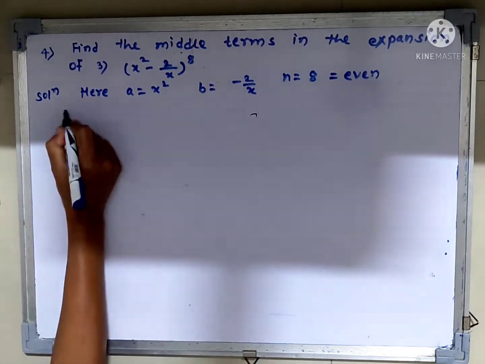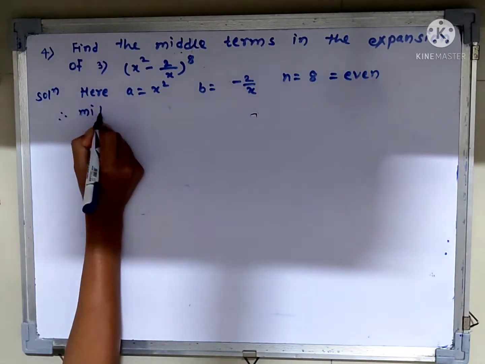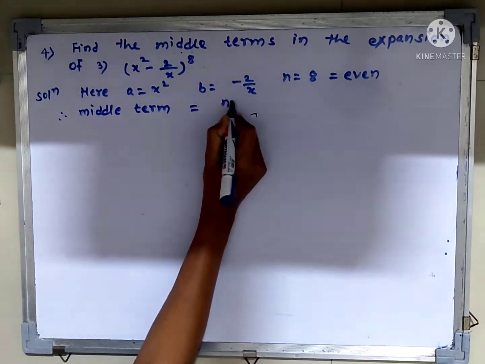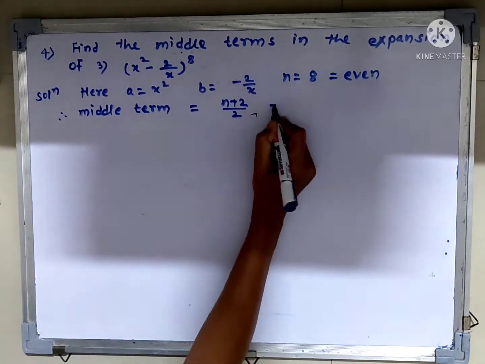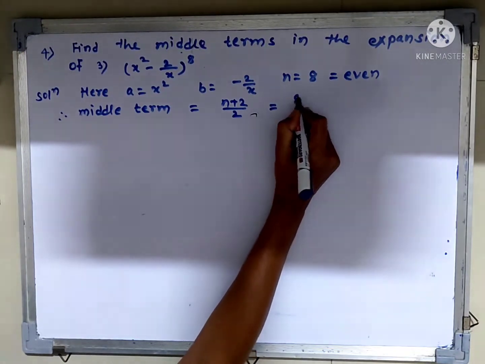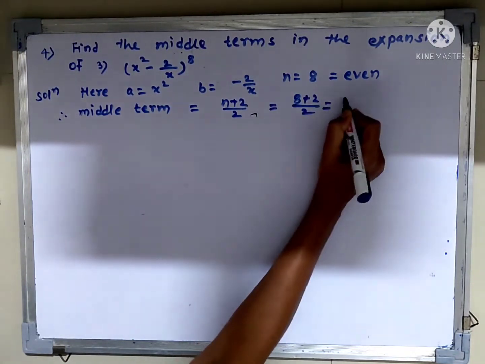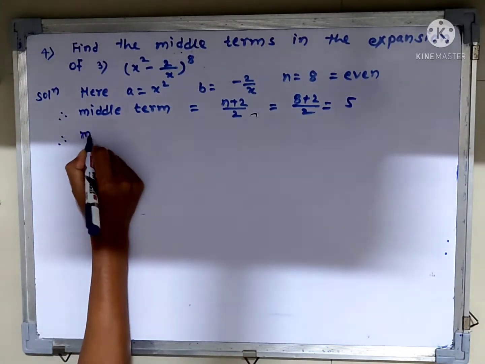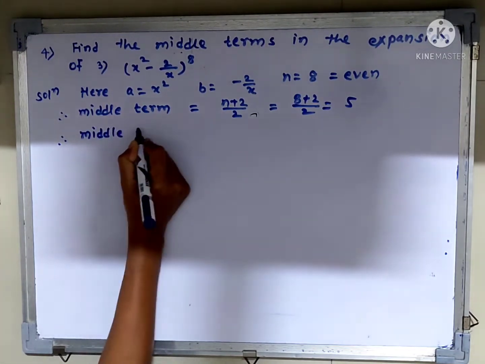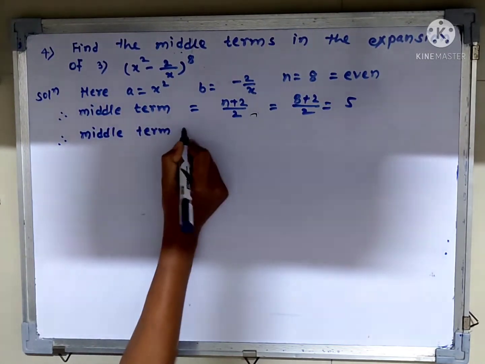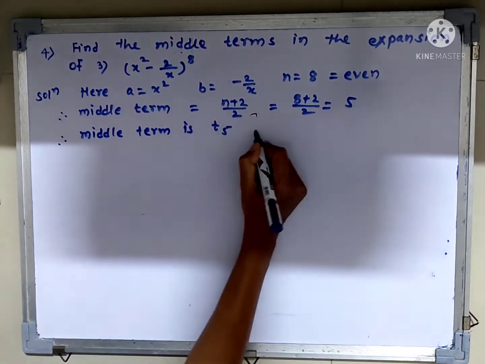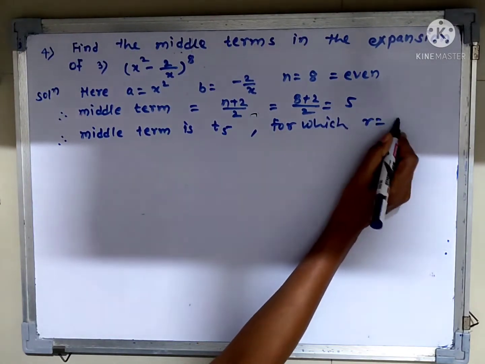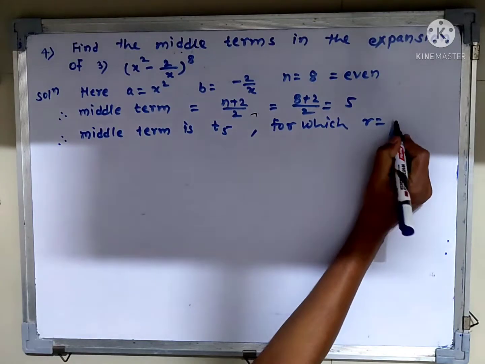Therefore the middle term is the (n + 2)/2 th term, which is (8 + 2)/2 th term, that is the 5th term. Therefore the middle term is T5, for which r = 5. Sorry, r = 4.